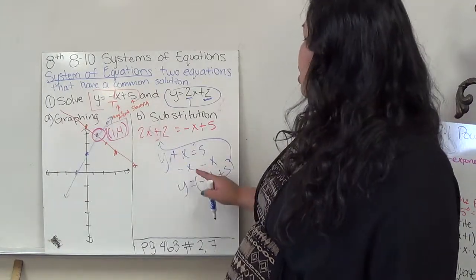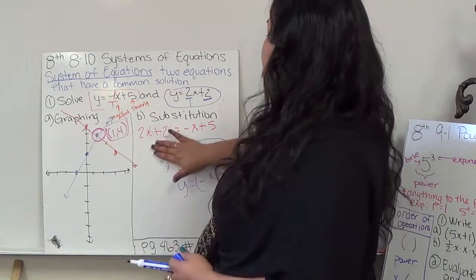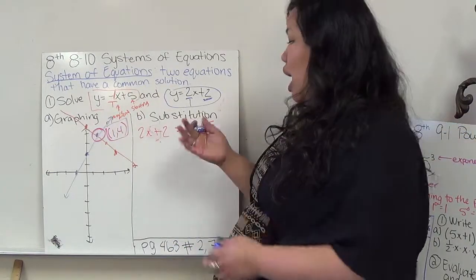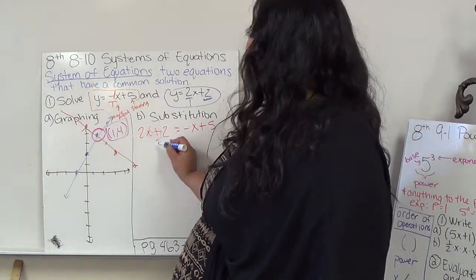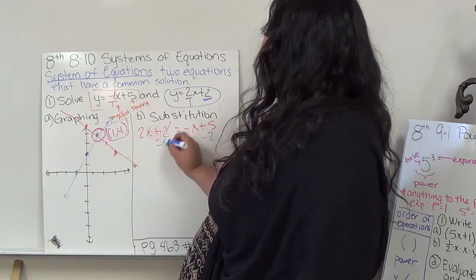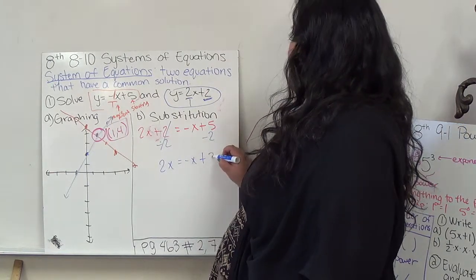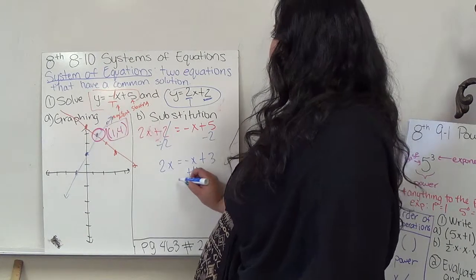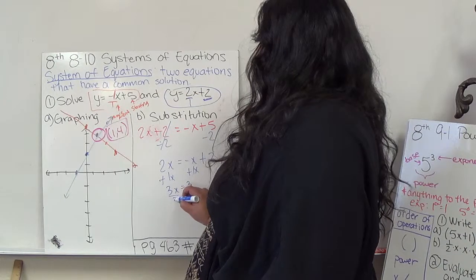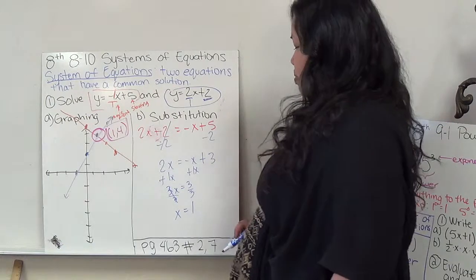So however they give it to me, I need to isolate y before I substitute, or isolate x. It doesn't matter which letter. But once I substitute, then I only have one letter. And now I can solve mathematically. So from here, it's just algebra, so I'm going to subtract 2 on both sides. I end up with this canceling out, and 2x equals negative x plus 5 minus 2, which is 3. I'm going to add 1x. So 3x equals 3. Divide by 3 on both sides. This cancels out, and I end up with x equals 1.